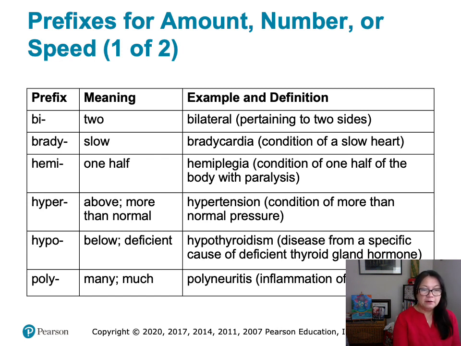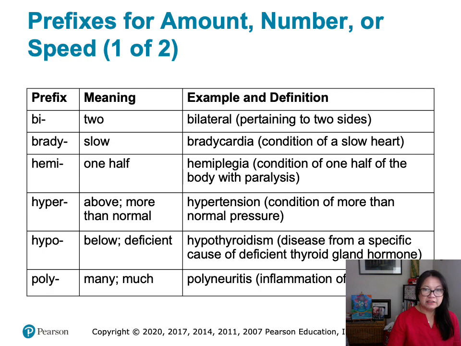The prefix hyper means above or more than normal. Accordingly, the word hypertension means condition of more than normal blood pressure or high blood pressure. The prefix hypo is the opposite of hyper, which means below or deficient. So, for instance, the medical word hypothyroidism means disease from a specific cause of a deficient thyroid gland hormone. The prefix poly means many or much. So the word polyneuritis means inflammation of many nerves.